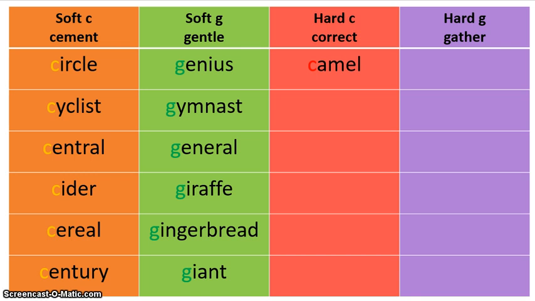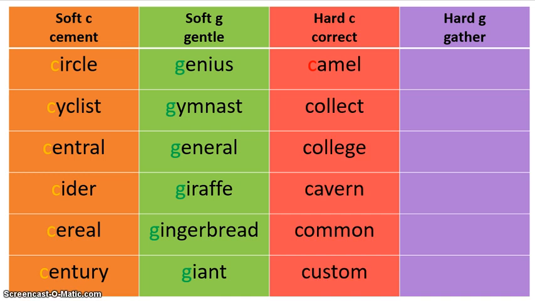After you get done with that, I want you to look at your remaining words, and I want you to find all the words that are going to belong in this column. They have to have the hard C sound at the beginning. So when you're finished with that, you can come back. All right, excuse me. Now that you're back, you should have found collect, college, cavern, common, and custom. They all have that hard C sound at the beginning of each one of those words.